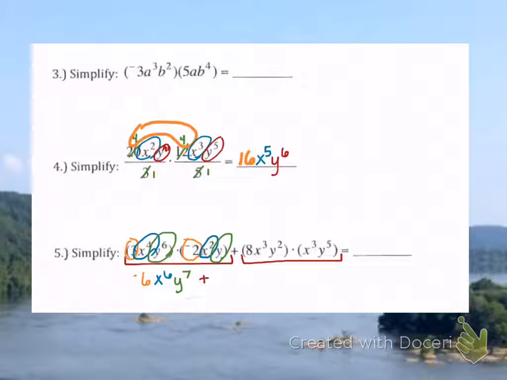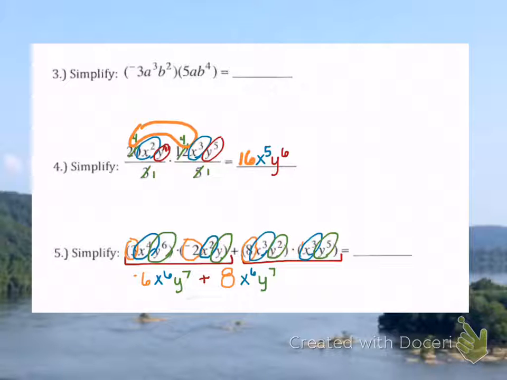Then I notice I'm adding that to the other addend, and I want to go through that process again with those. So I want to multiply my coefficient. This time my coefficient of the second factor is just 1, so that gives me 8. And I have x to the 3rd times x to the 3rd, which is x to the 6th. And y squared times y to the 5th. I add the exponents, and I get y to the 7th.